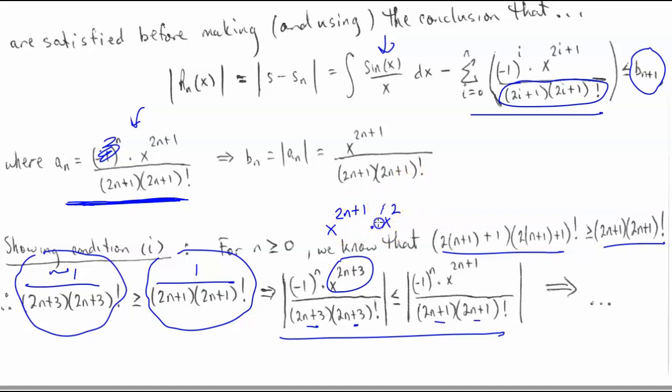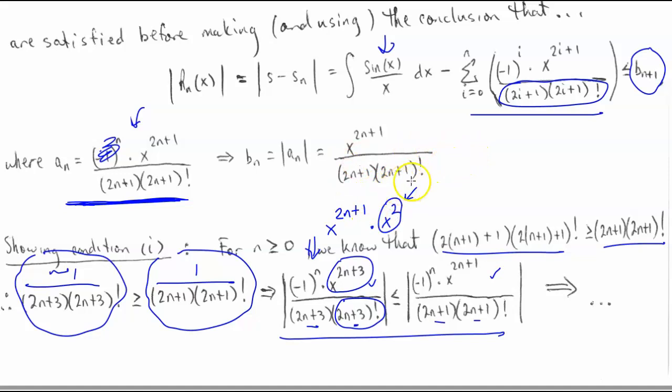And I know that we have an x squared here that is not over here. Now, the reason why this particular fraction will still be smaller than this one is because even though this is multiplied times an extra x squared, this 2n plus 3 factorial is so much larger than this x squared is.